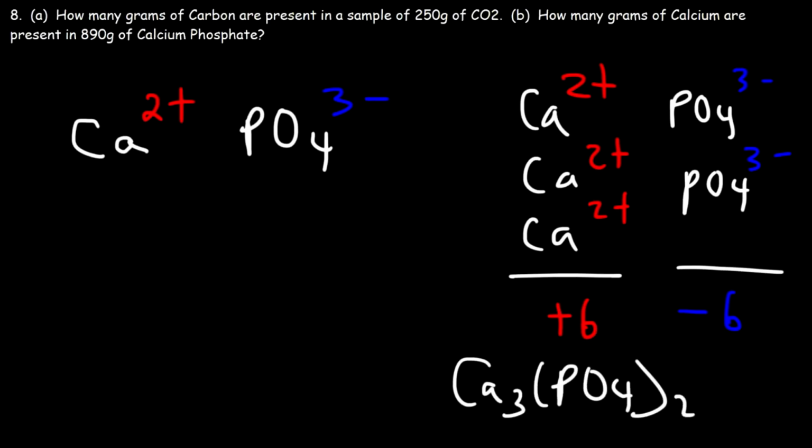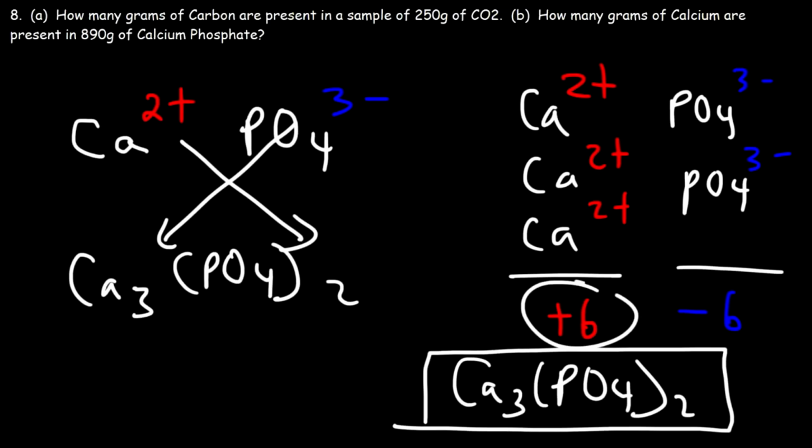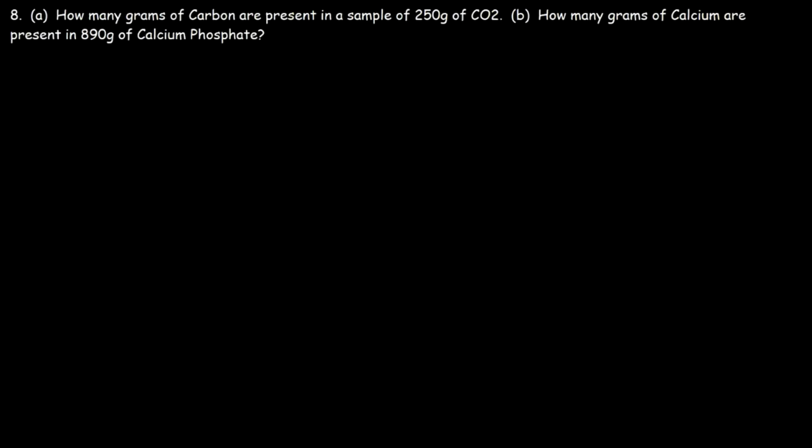Ca3(PO4)2. Now granted, you could also use the crisscross method if that's what you call it. You could move the 2 here, take the 3, move it there, and you'll get the same formula as well. But the reason why I drew all this stuff is to help you see that the reason why it's written this way is so that the charges are balanced. That's why we need 3 calcium ions and 2 phosphate ions, so that the positive charges will neutralize the negative charges. So now that we have the chemical formula of calcium phosphate, now we could find the answer to part B.